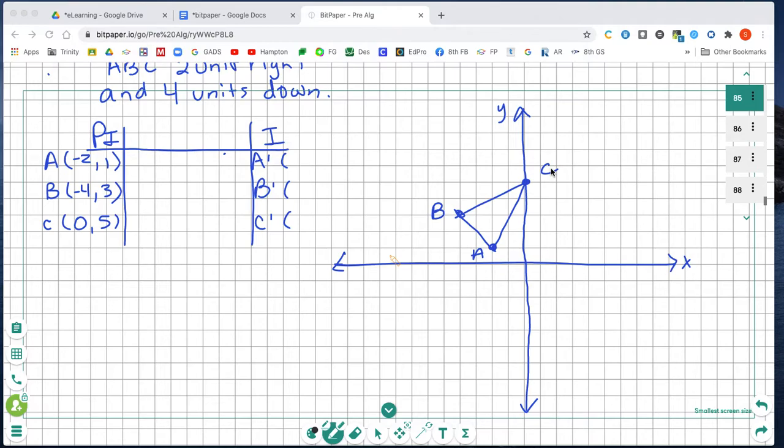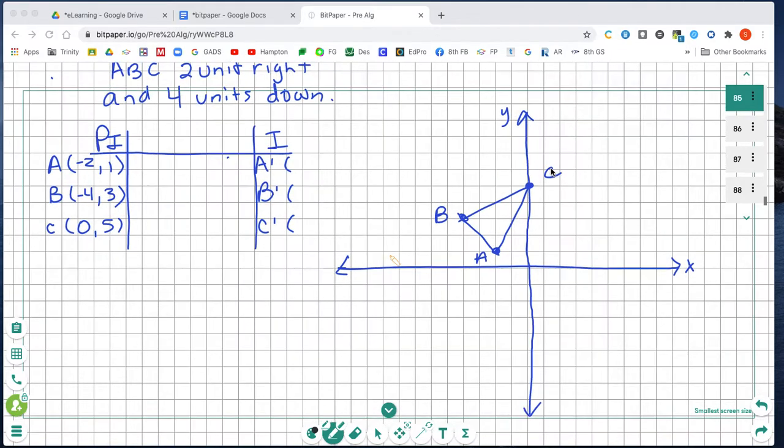What we're going to do is translate this triangle 2 units to the right, which means in our T chart, we're going to put x plus 2. So our x is -2 plus 2. Our x is -4 plus 2. Our x is 0 plus 2. And then we're going to translate it 4 units down. So it's going to be y plus -4. So our y is 1 plus -4. Our y is 3 plus -4. Our y is 5 plus -4.